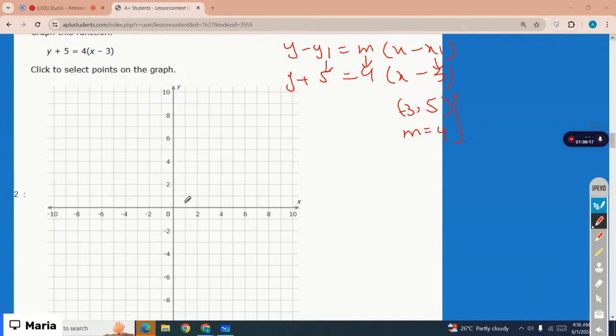So first plot x equals 3 and y equals 5. Here it is, right? Now the slope is 4. That means you need to move 4 up and 1 right. 1, 2, 3, 4 and 1. So you have these two points. Just join them and make a line. Got it?